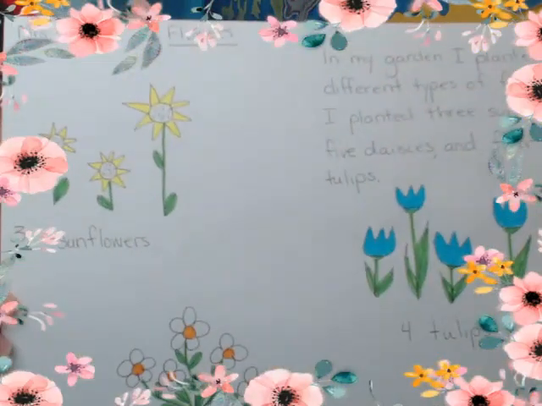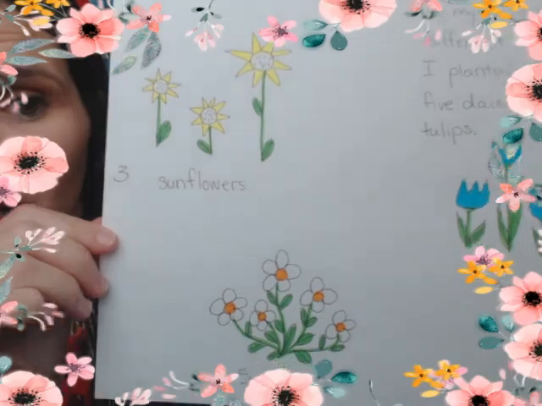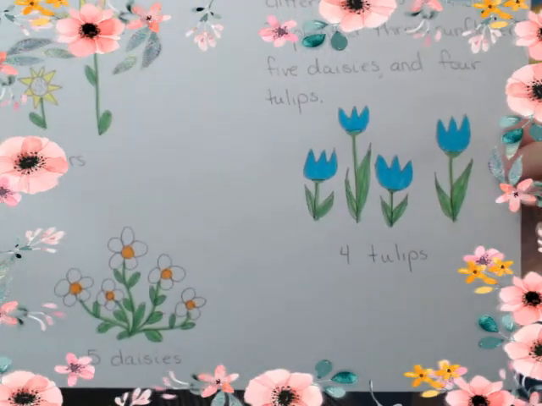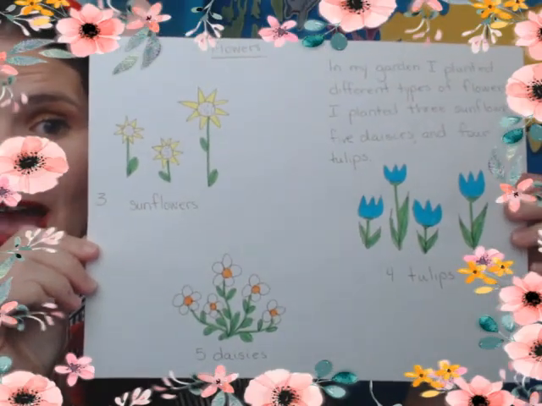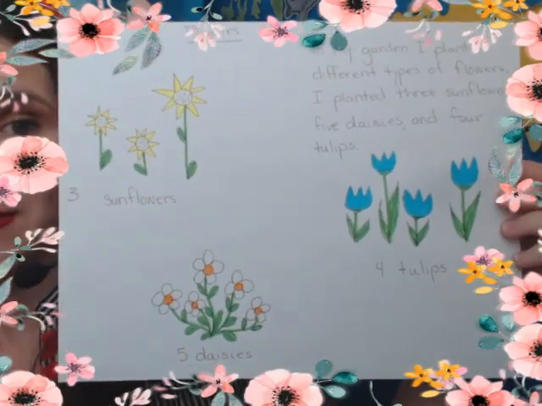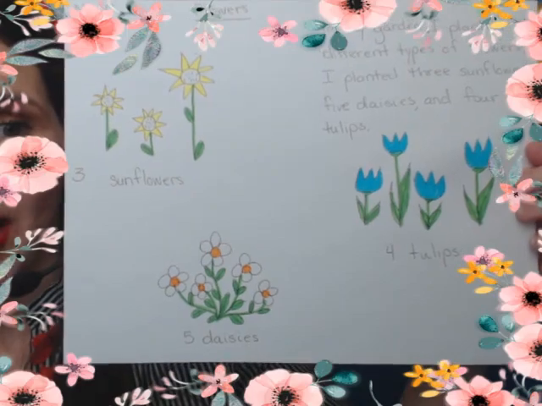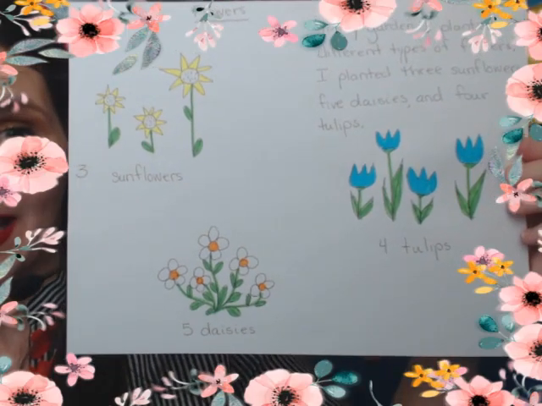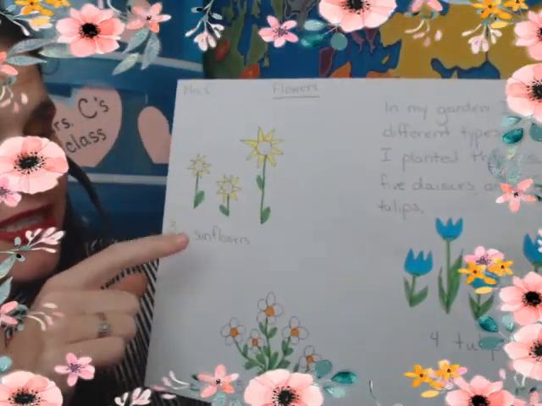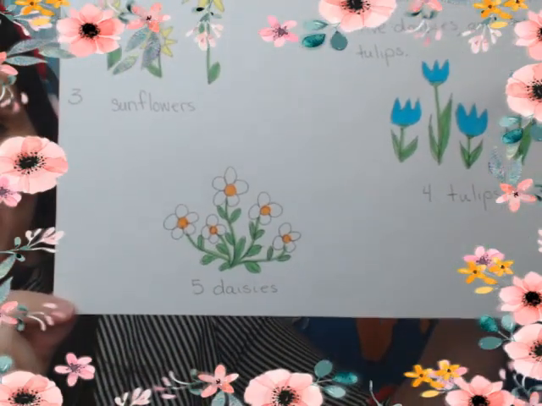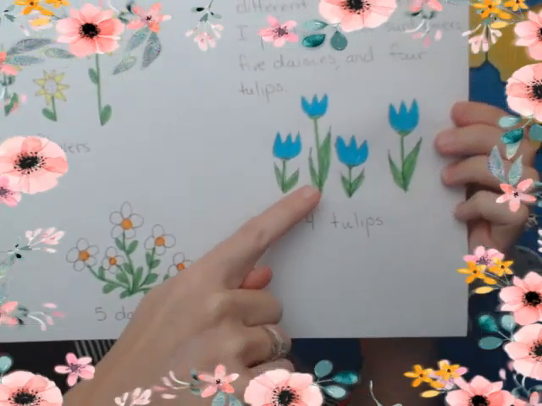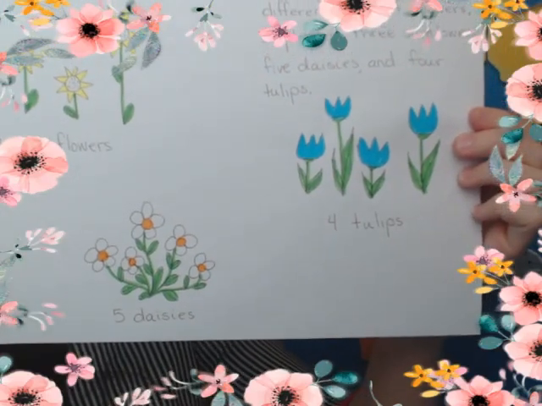So I chose flowers for my topic, and then I drew a picture of different types of flowers. Now we have to transfer this information, this data, to a graph, and the graph only has 5 spaces on it, so I made sure each item had 5 or less in each group. So in my sunflower group, I drew 3 sunflowers. In my daisies group, I drew 5 daisies, and in my tulips group, I drew 4 tulips.